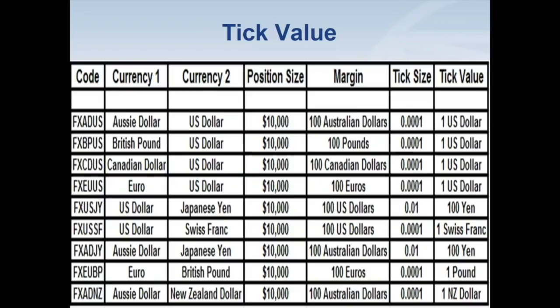So come back to the table that we looked at earlier, and you can see that if we're trading a 10,000 Aussie dollar position, the tick value is 1 US dollar. 10,000 British pounds, 1 US dollar, 1 US dollar, 1 US dollar, 100 yen when you're dealing with the yen, or the Aussie yen, 100 yen. Otherwise, 1 unit, 1 unit, 1 unit. So that's pretty straightforward.